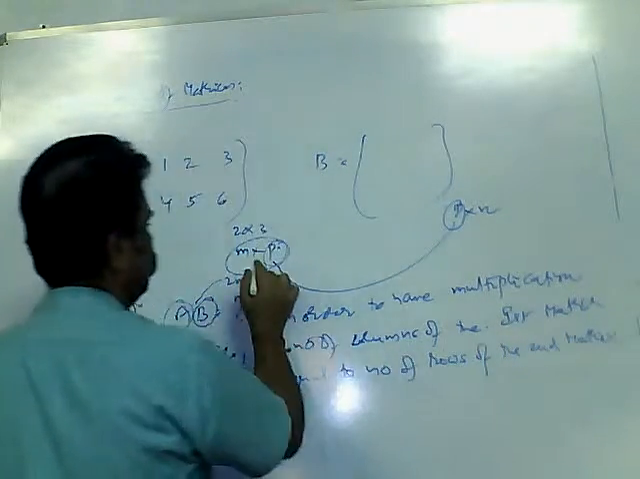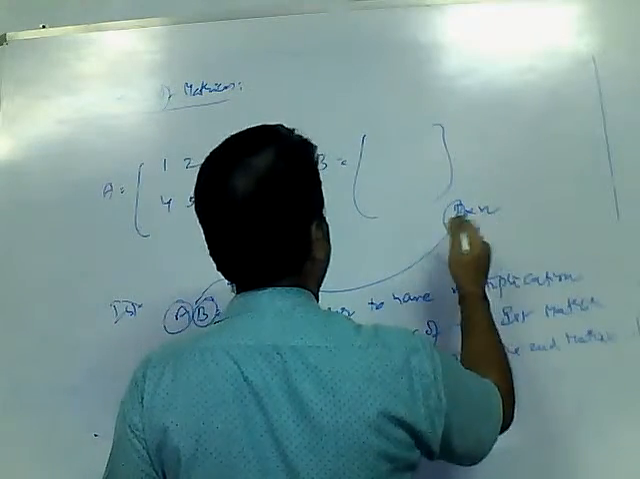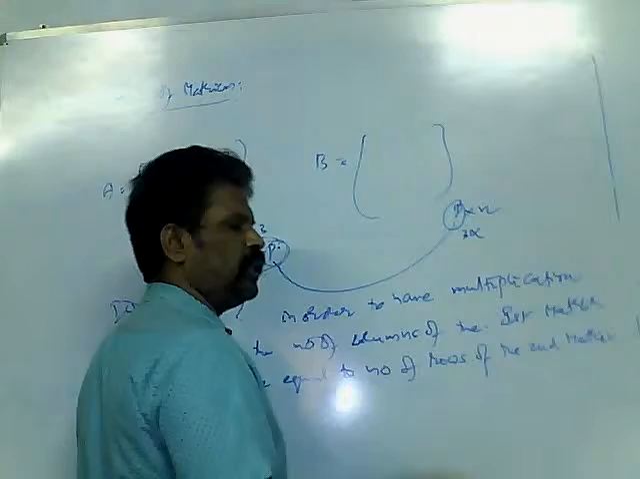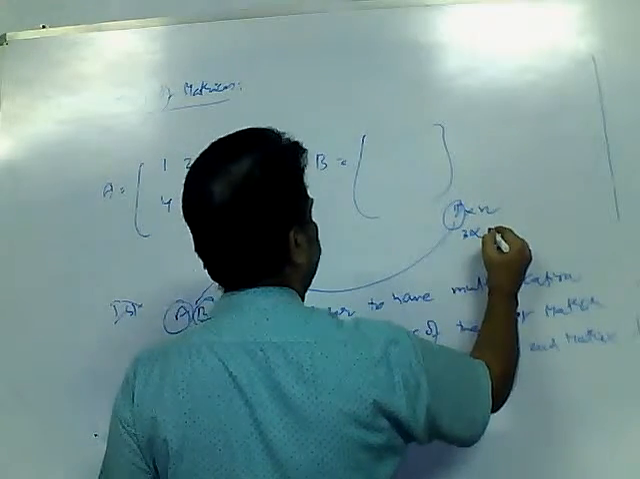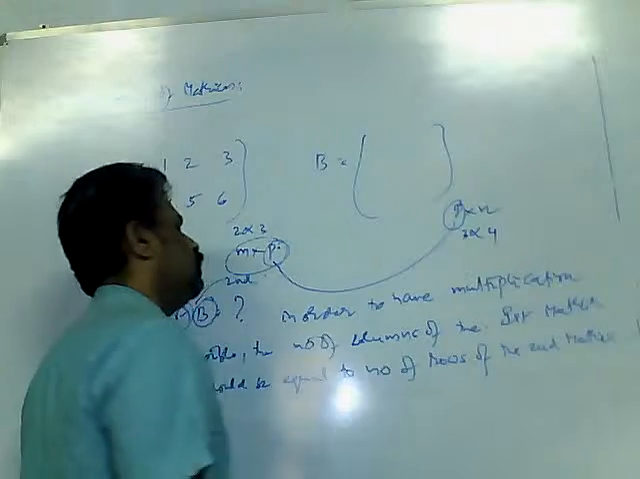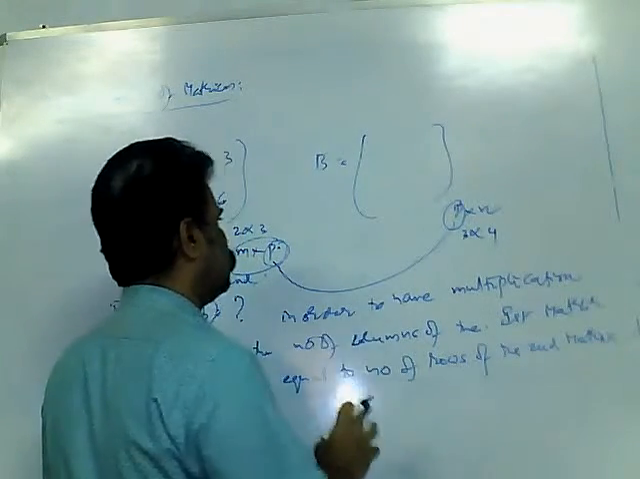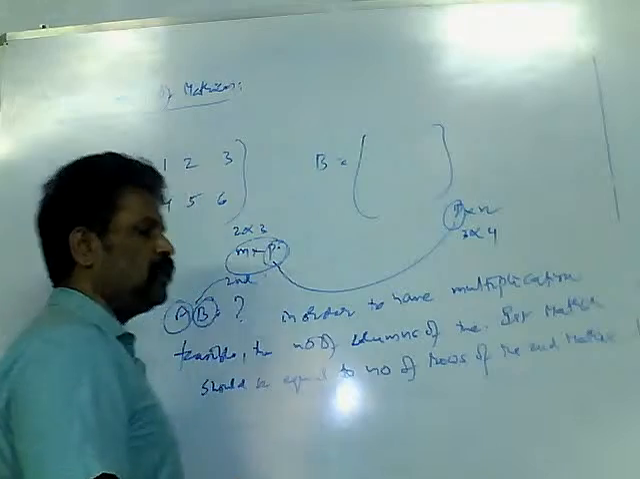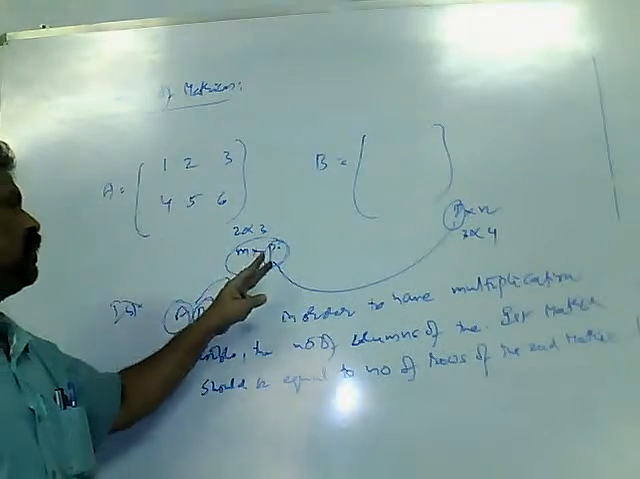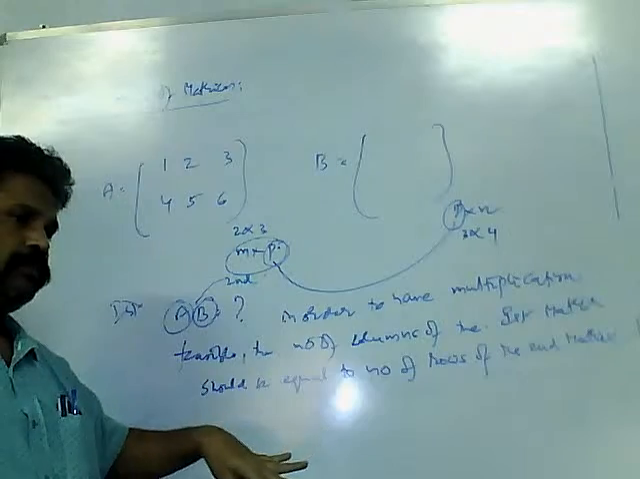So here M by P means here P is 3. So 3 by anything you can take: 3 by 4, or 3 by 2, 3 by 1. N can be anything. Suppose I take it as 4, so 3 rows and 4 columns I should take. Only this is possible. Why do I tell you this? Because the process requires this equality. So in order to have the feasibility of matrix multiplication, right?